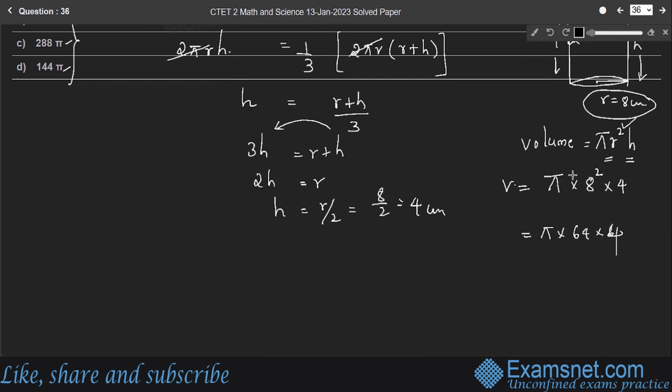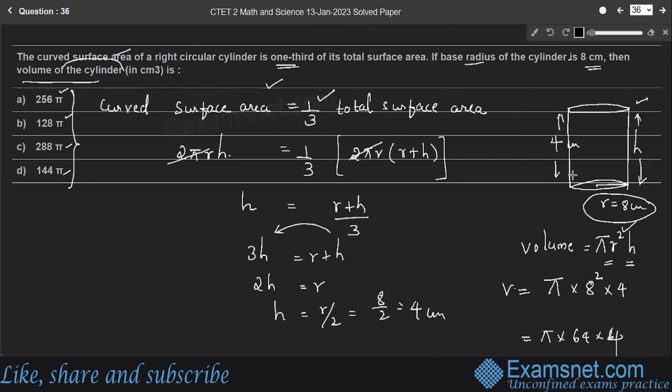Into 4. Therefore, 64 into 4: 4 into 4 is 16 and 6 into 4 is 24, so it is 256 pi. So, volume of the cylinder is 256 pi centimeter cube. So, the unit is centimeter cube. Therefore, option A is the right answer, right? 256 pi is the right answer.